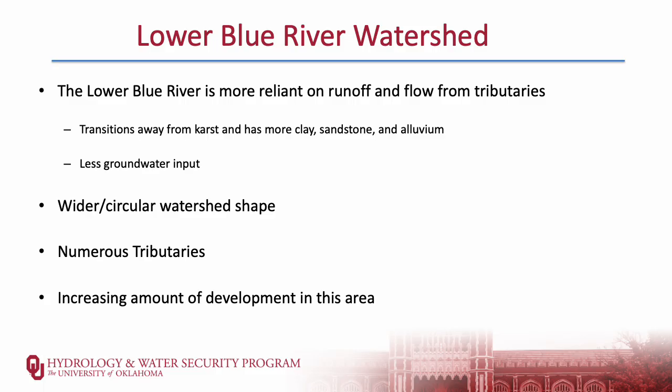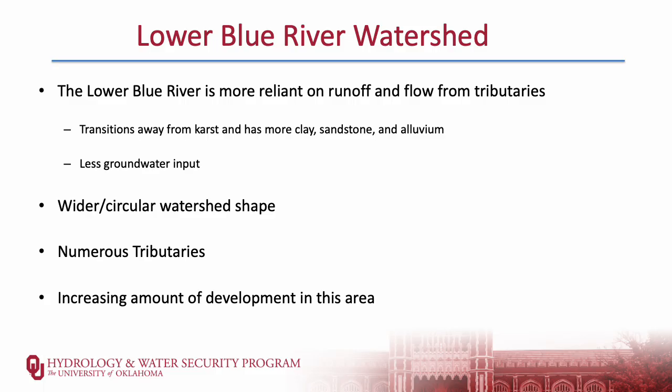This is largely due to the karst environment of the Upper Blue River watershed, while the Lower Blue River has a heavier clay and sandstone presence in that region. Additionally, the circular watershed shape is different from the elongated watershed shape of the Upper Blue River, and this contributes to a faster hydrograph time. Another thing is the numerous tributaries present within the Lower Blue River watershed. There are double the amount of major streams in the Lower Blue River watershed.